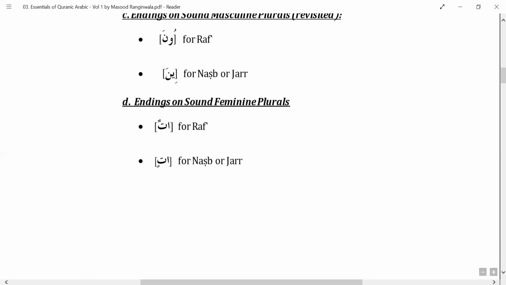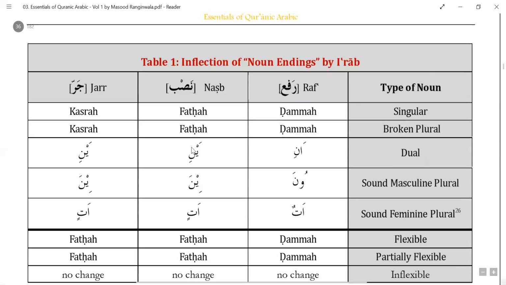Then you have atun and atin. Atun is feminine plural and atin is again feminine plural but for nasb or jar. Example, muslimatun, muslimatin. I will also share the Muslim chart, which will have all the properties, all four properties in fact. You need to memorize the chart. You need to learn it by heart. It should fit very well in your mind with the meanings, and you should be able to identify the properties: which one is rafa, which one is nasb, which one is jar, which one is single, which one is two, which one is many, and the gender, masculine, feminine.